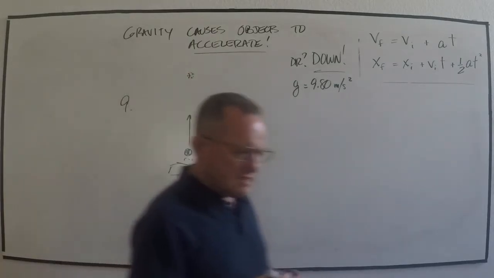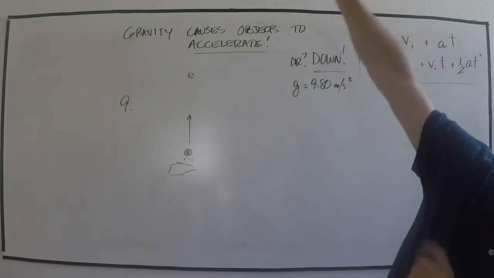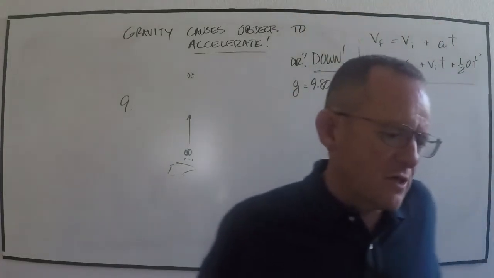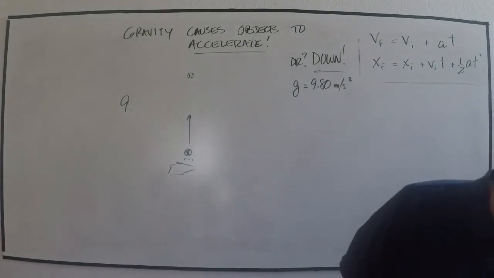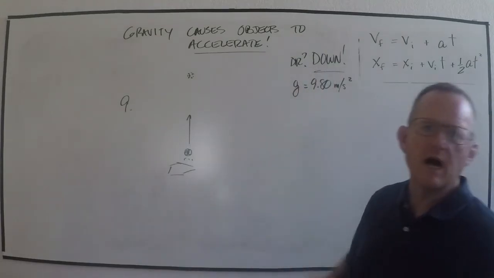And the problem says this. A baseball is hit, so it travels straight upward after being struck by the bat. A fan observes that it takes 2.8 seconds for the ball to reach its maximum height. Find the initial velocity and find its height.